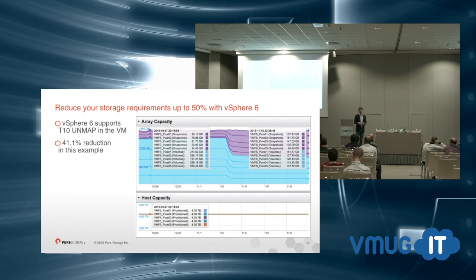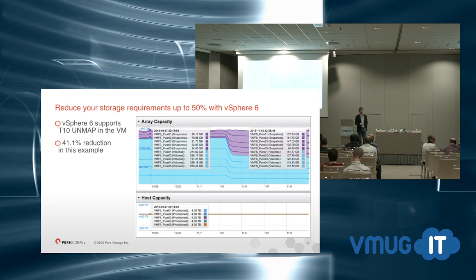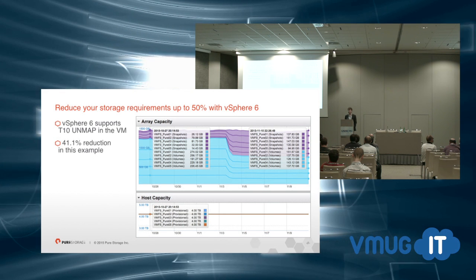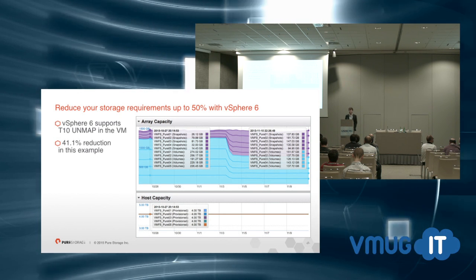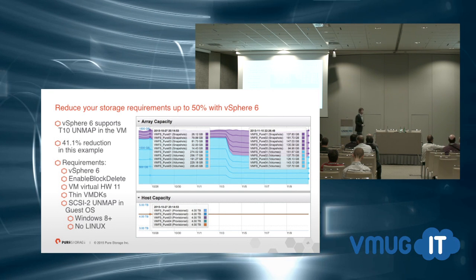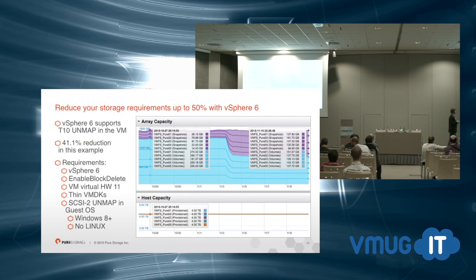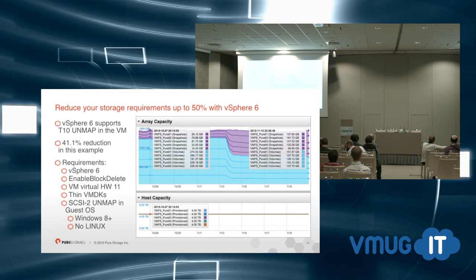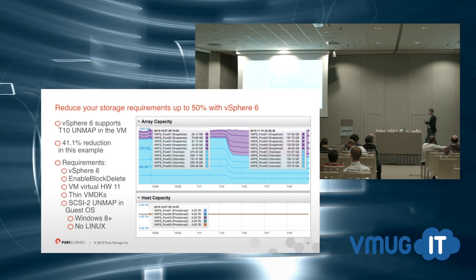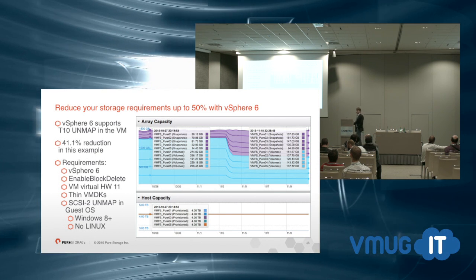This goes above and beyond, and this is where I think thin provisioning has some consideration with technologies like deduplication and compression. Why store data that you have deleted in the virtual machine on your very expensive storage or all-flash array? Now, there's a couple requirements for this, and I want to cover them just briefly. You've got to be on vSphere 6. You've got to enable block delete on the host itself. You've got to upgrade the virtual machine hardware to version 11, which is probably the most difficult component in this.